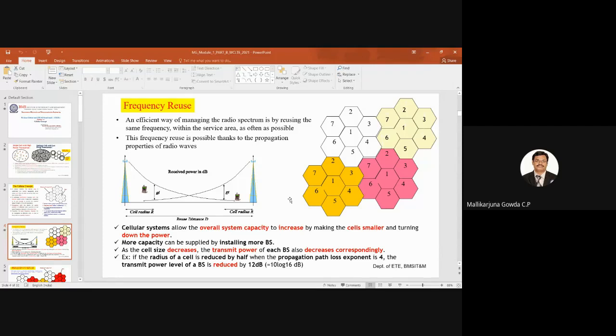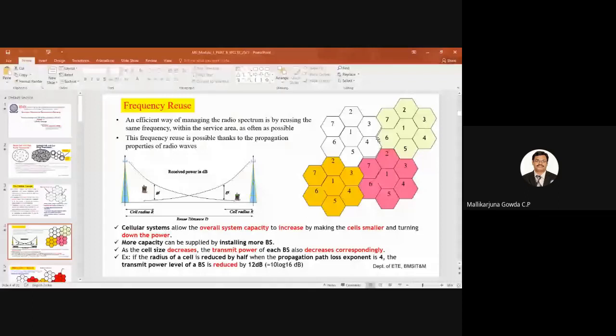Here I have given an example. If the radius of a cell is reduced by half, when the propagation path loss exponent is 4, the transmit power level of the base station will be reduced by how many dBs? It is 12 dB. I will tell what this propagation path loss exponent is when we discuss path loss. With that, we will be able to reuse the same set of frequencies in the other cells.